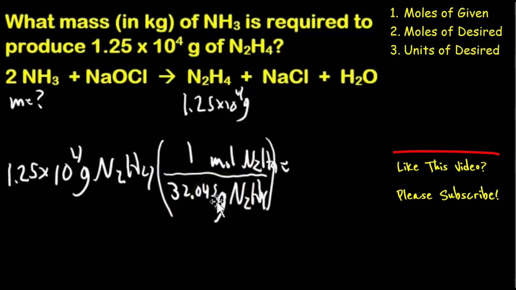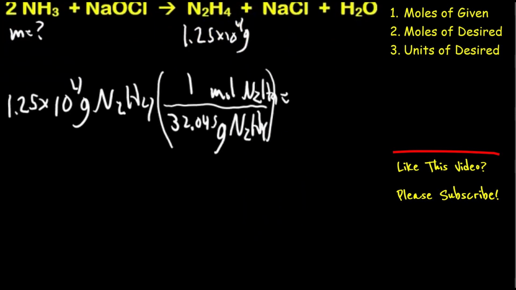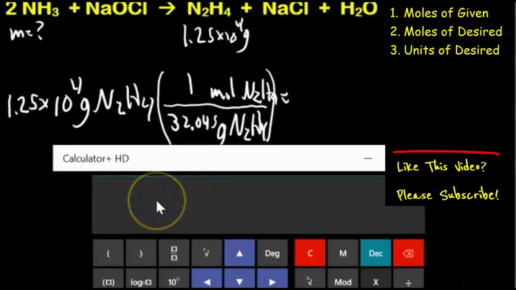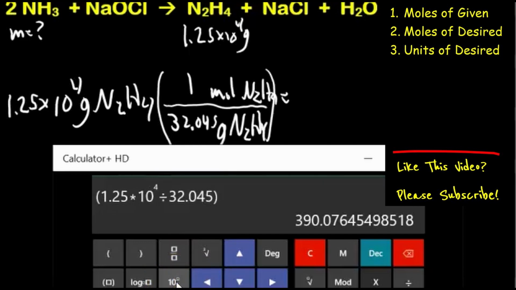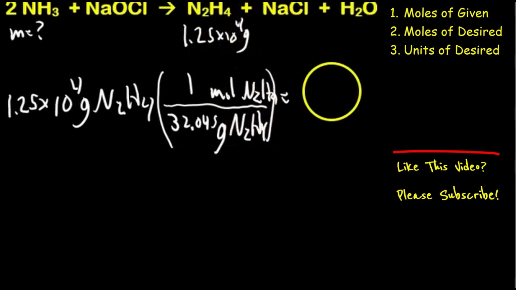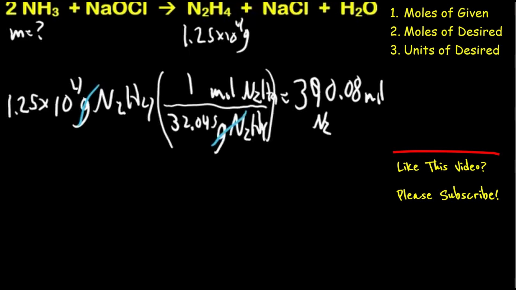Okay, so we will calculate this on our calculator. 1.25 times 10 to the power of 4 divided by 32.045, 390.08. And the units are grams cancel out, so we're in moles. Moles of N2H4. Now, step 2, we use the answer from the previous step.